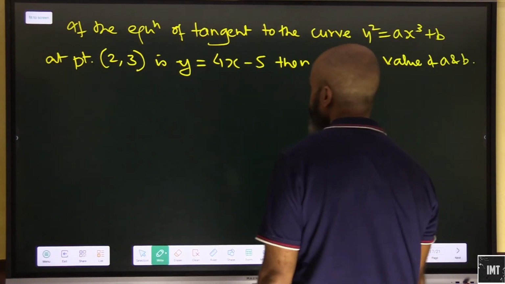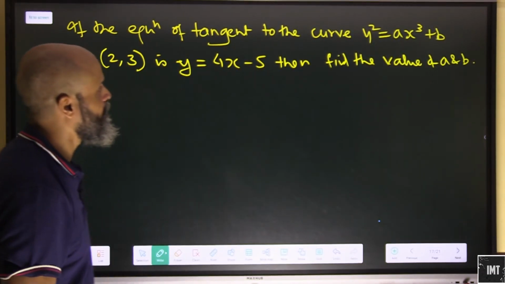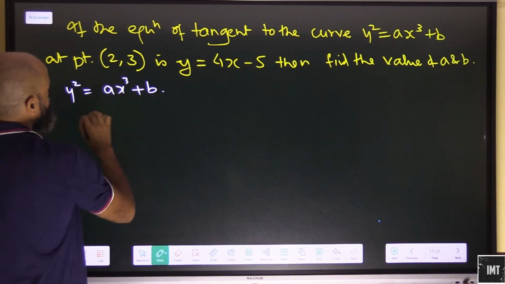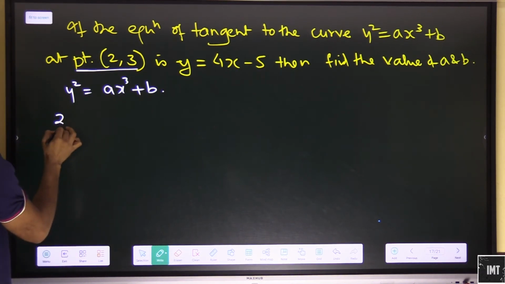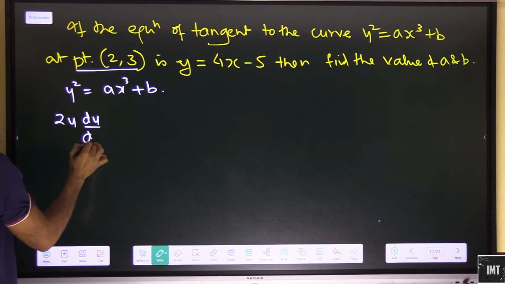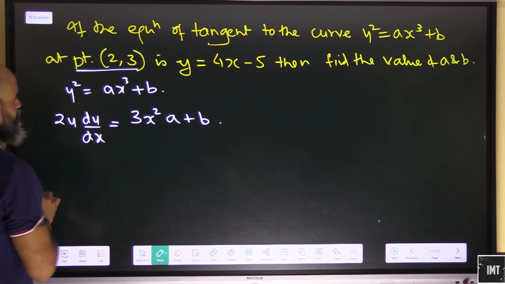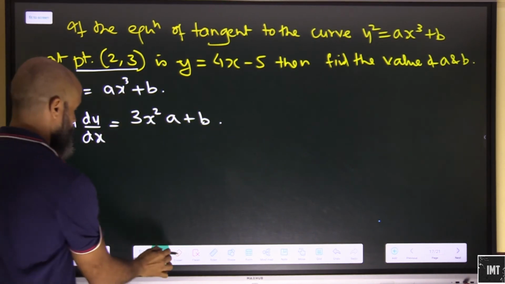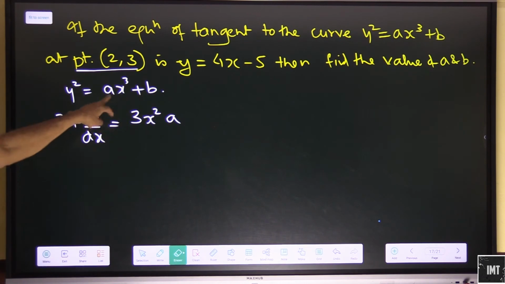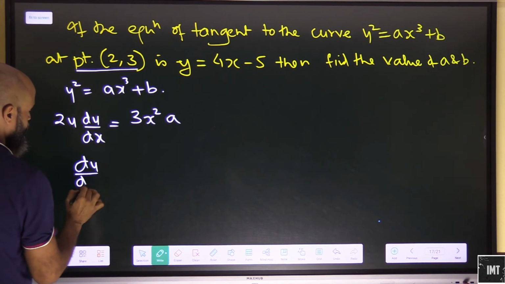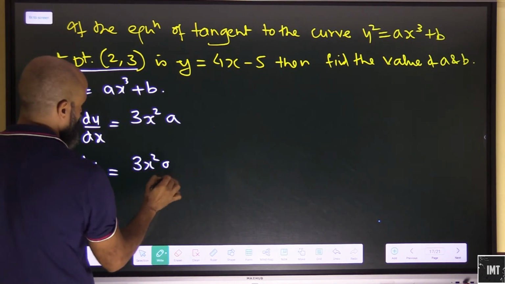Okay. If the equation of the tangent to the curve at point 2, 3 is this, then find the value of a and b. If the equation of the tangent to the curve, so let's calculate this here. Y square is equal to ax cube plus b. Now if we differentiate this, 2y dy by dx will be equal to 3x square a plus b. Okay, this will be a constant, differentiation, so it will become 0. 3x square a. So we can say here dy by dx will be equal to 3x square a by 2y.